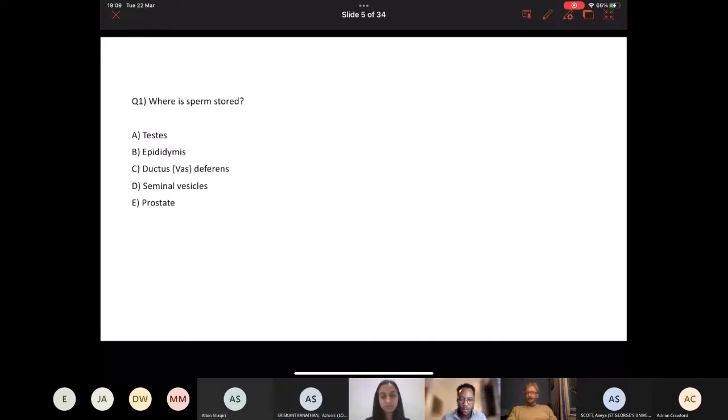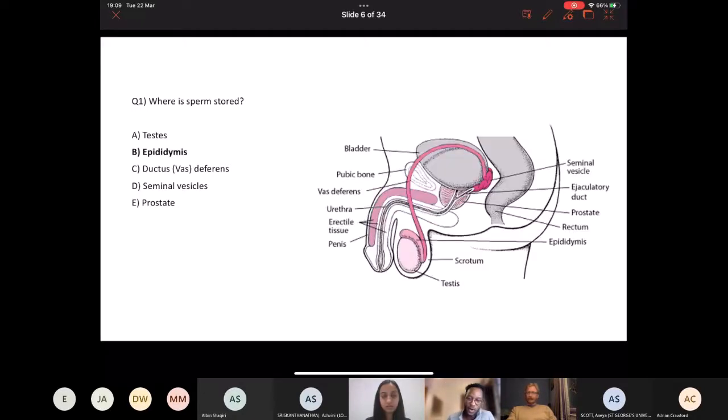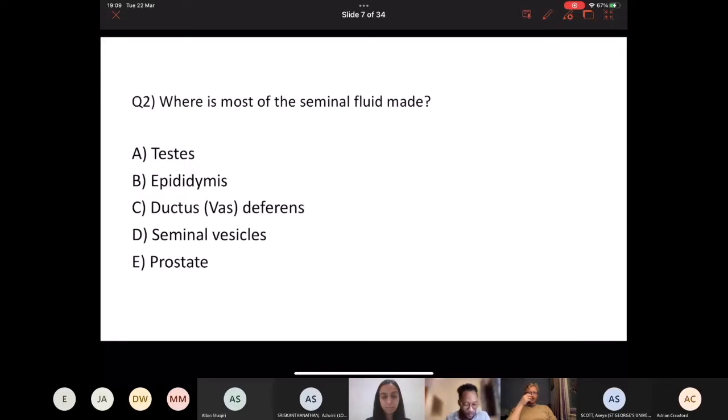Okay, cool. So the majority of you said B, and that's correct. This is just a matter of fact. Sperm is stored in the epididymis. Sorry, not created, stored in the epididymis. This is where mature sperm is stored. The second question is, where is most of the seminal fluid made?